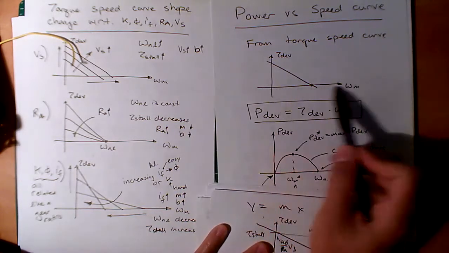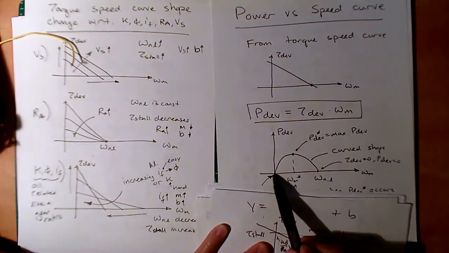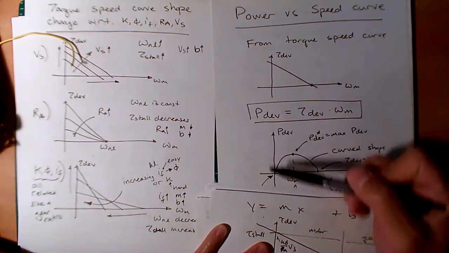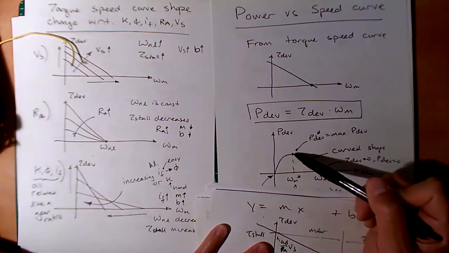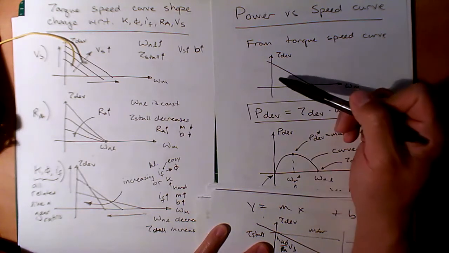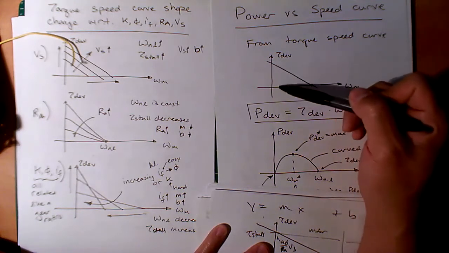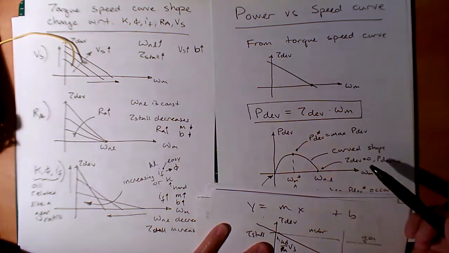If I were to plot on the x-axis the same speed, notice that I start at 0, I go to some optimal point and then come back. And all I'm doing is multiplying this speed value times torque, this speed value times torque, this speed value times torque over and over again, okay?